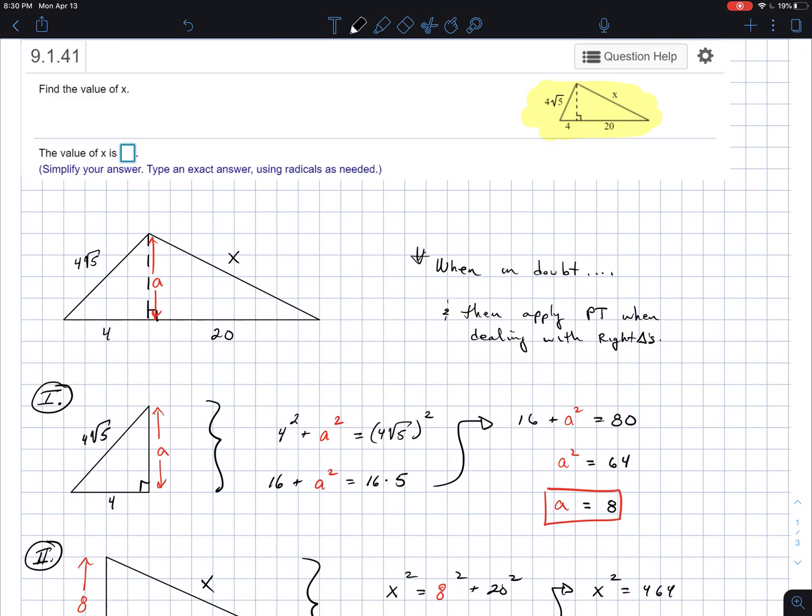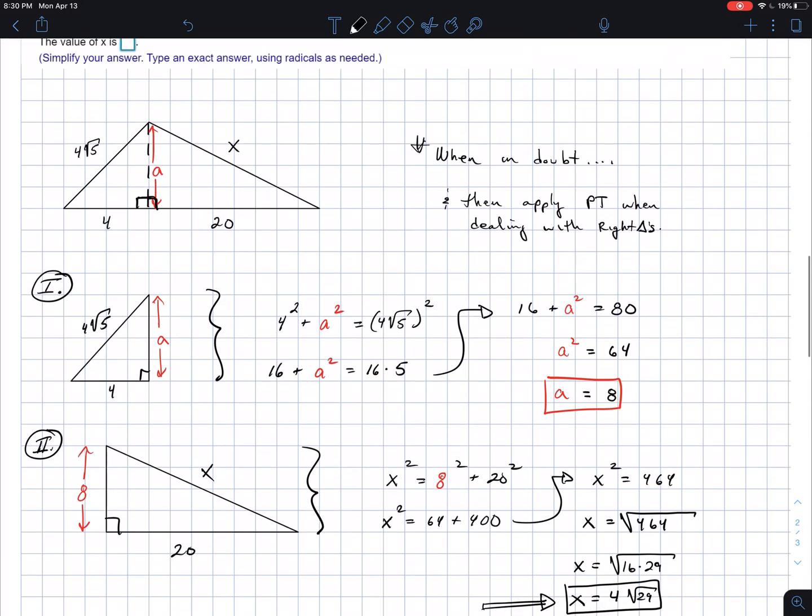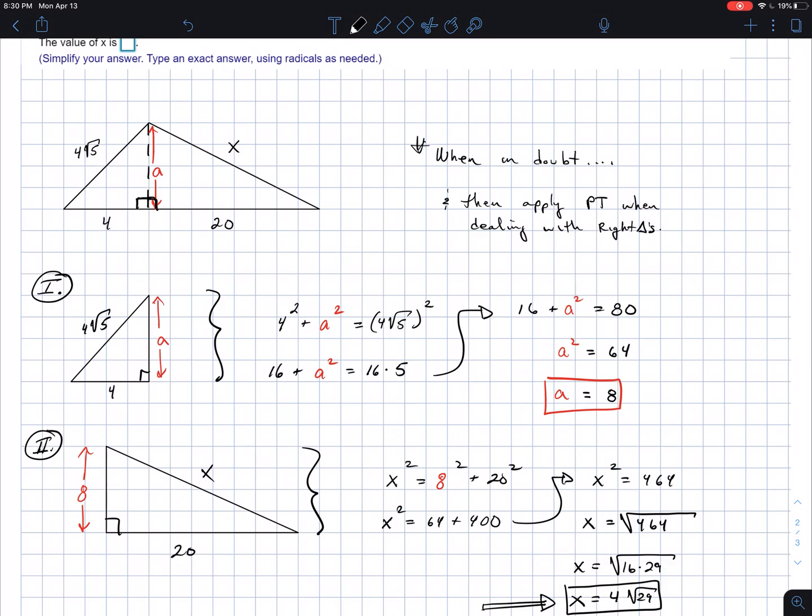So what I did was, since I realized that this was a right angle, then this is also a right angle. So I broke the two triangles apart. And you can see that I labeled a as the altitude here, and then I applied the Pythagorean theorem. 4 squared plus a squared equals the quantity 4 root 5 squared. So I'm just following the same pattern. a squared plus b squared equals c squared. I then just did the computations out very quickly.